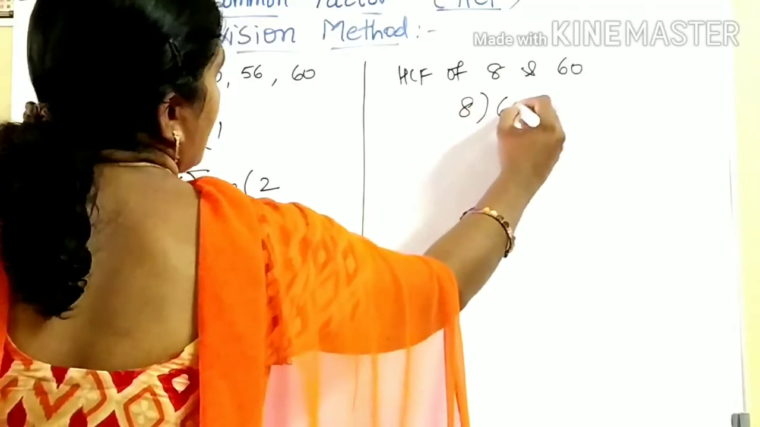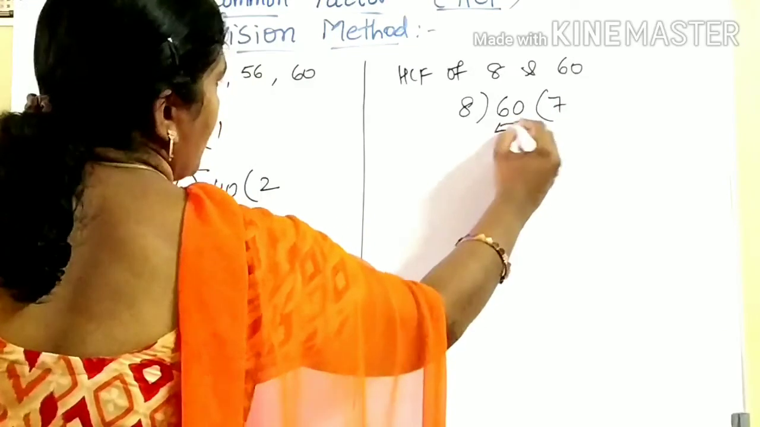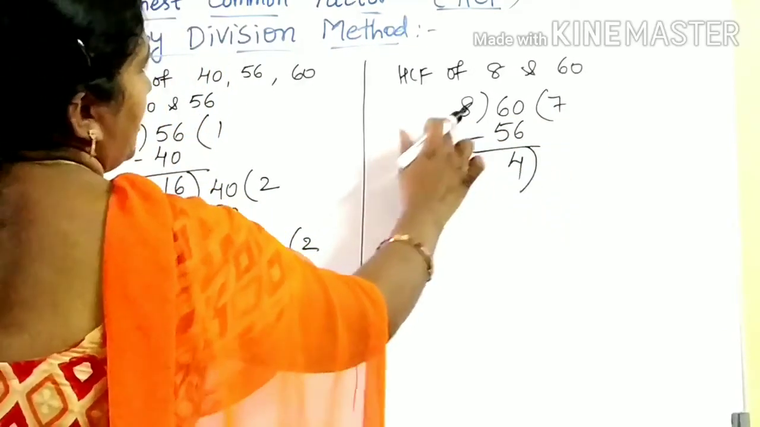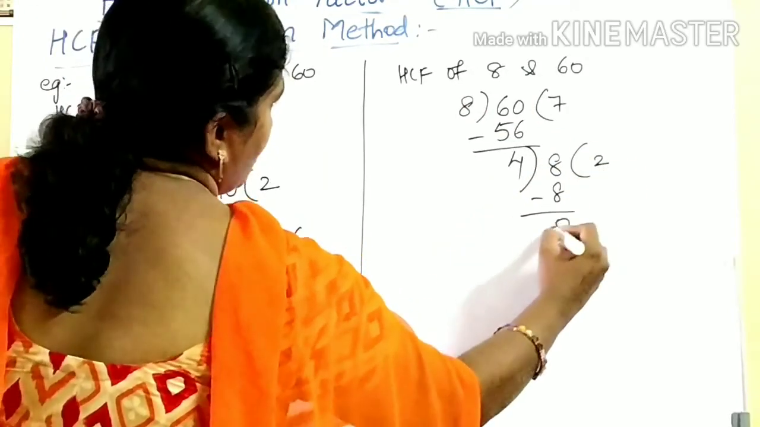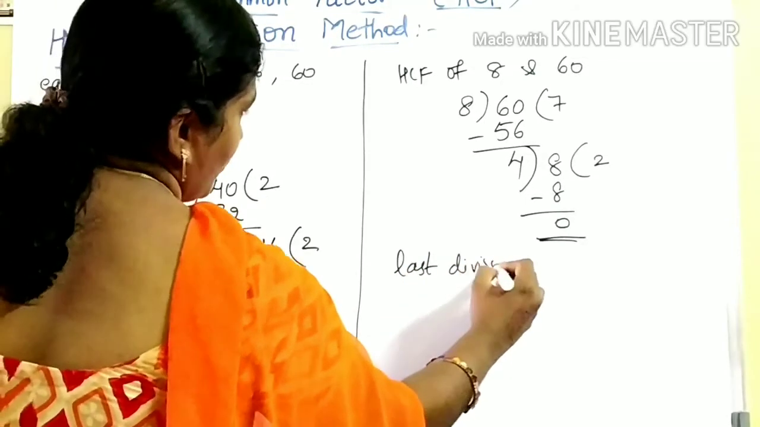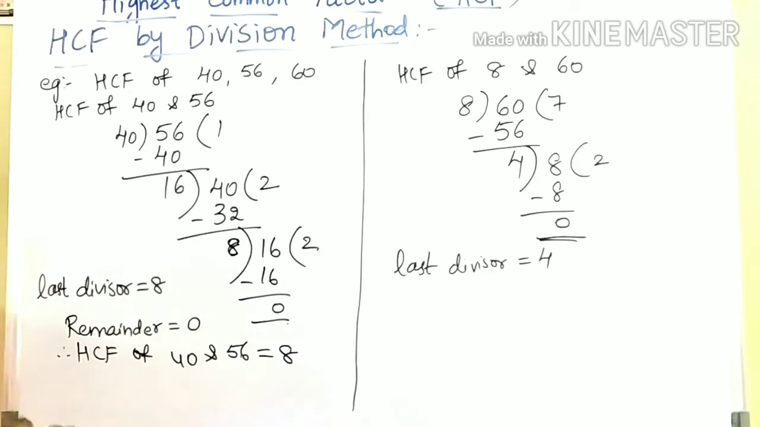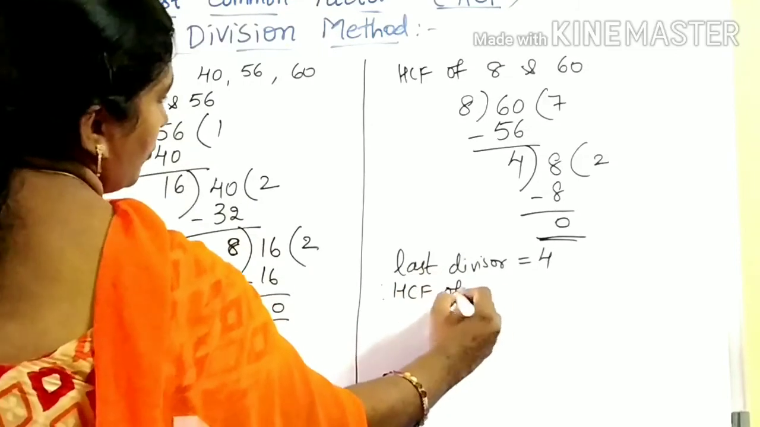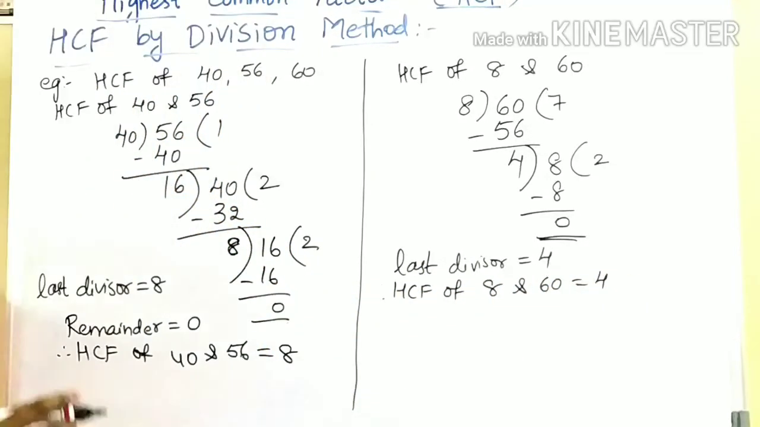So, 60 divided by 8. 8 how many times? 8 sevens are 56. 4 is the remainder. Now, this will become the divisor and the previous divisor will become the dividend. 4 twos are 8. Now, you got the remainder as 0. So, what is the last divisor in this? 4. And you got the remainder as 0. Right? So, you got the HCF of 8 and 60 as 4.